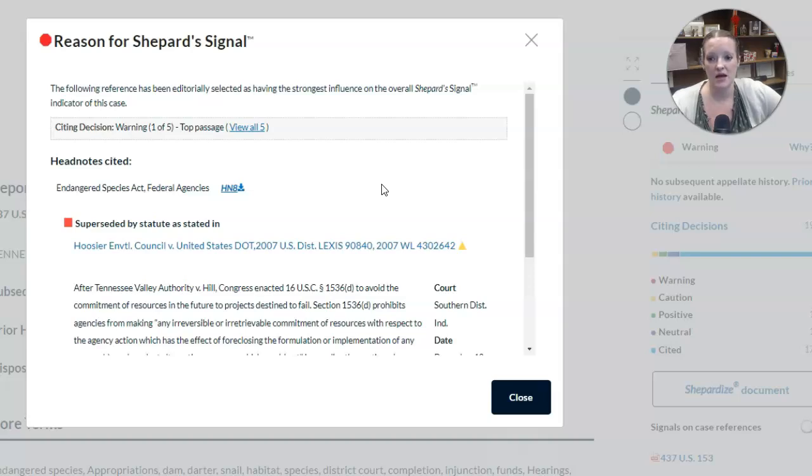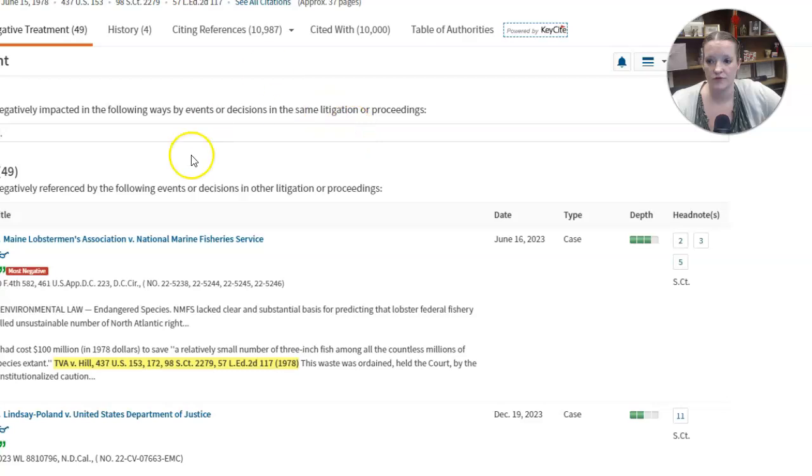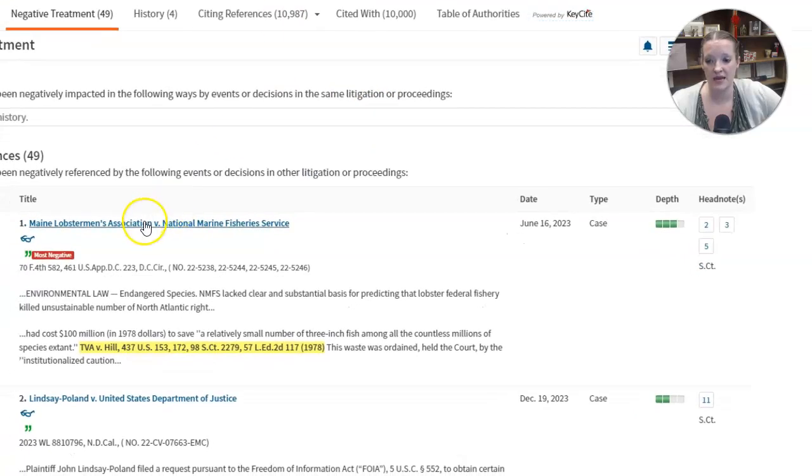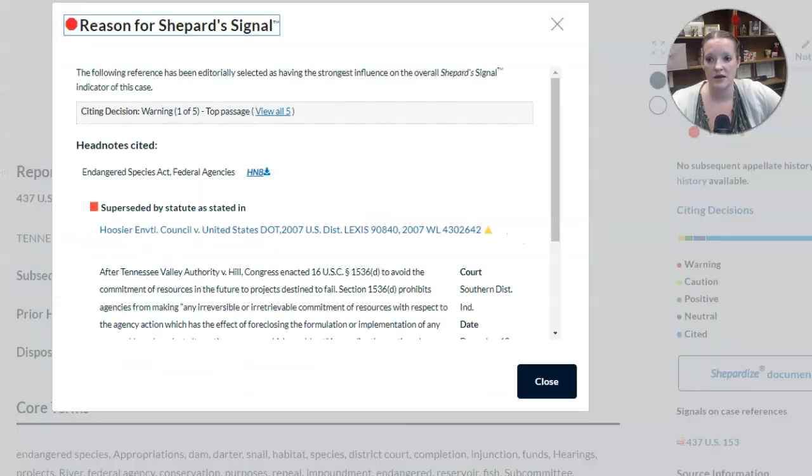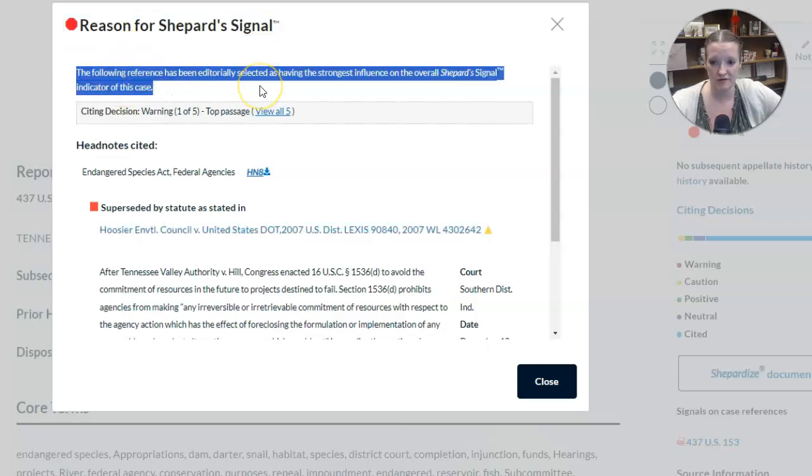Remember that in Westlaw, we saw Maine Lobstermen's Association. Now we're looking at Lexis, and we see Hoosier Environmental Council. So you can see our text up here says the following reference has been editorially selected by those attorney editors as having the strongest influence on the overall Shepard's signal indicator. So we're looking at a negative signal indicator.